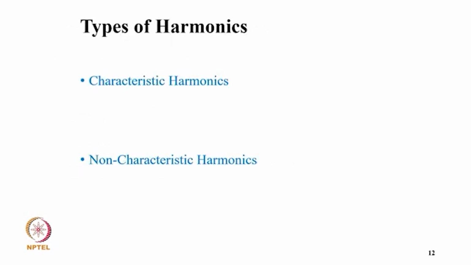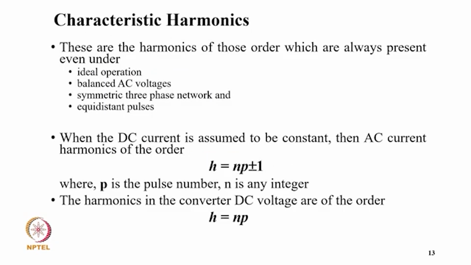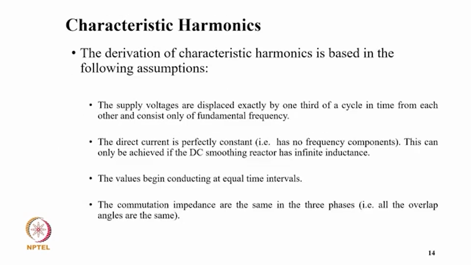The types of harmonics are characteristic harmonics and non-characteristic harmonics. Characteristic harmonics are harmonics of those orders which are always present even under ideal operation: balanced AC voltage, a symmetrical three-phase network, and equidistant pulses. When the DC current is assumed to be constant, the AC harmonics are of order h equal to np plus or minus 1, where p is the pulse number and n is a positive integer, and the harmonics in the converter DC voltage are of order h equal to np.